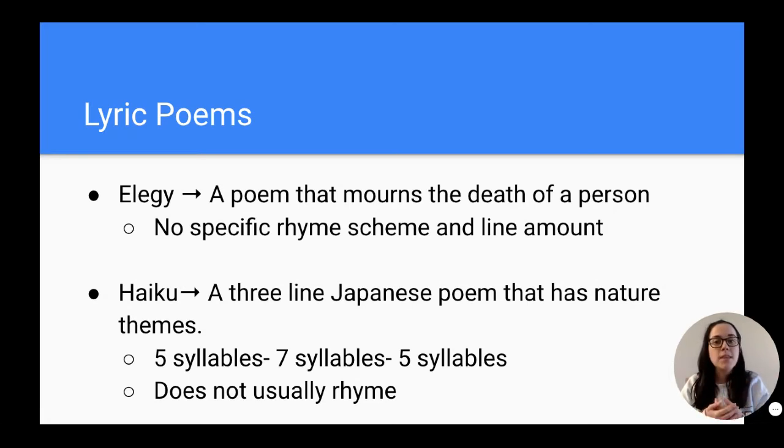This basically means that the first line of your haiku will be 5 syllables. Your second line will be 7 syllables, and your third line will be 5 syllables. Usually these poems don't rhyme. You could have them rhyme, but usually they don't.